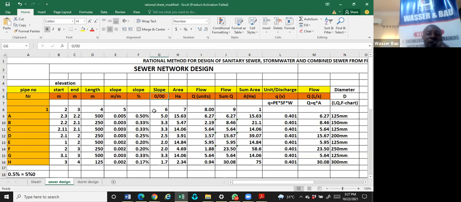Thank you. So after getting the slope, how do you get the discharge? The discharge will now be the area multiplied by the peak runoff multiplied by the rain intensity. We discussed yesterday.